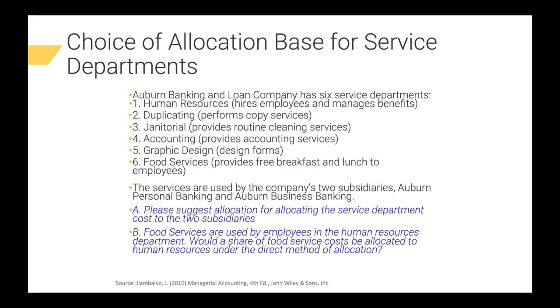Choice of allocation base for service departments. Auburn Banking and Loan Company has 6 service departments. 1. Human Resources. 2. Duplicating. 3. Janitorial. 4. Accounting. 5. Graphic Design. 6. Food Service. These services are used by the company's 2 subsidiaries, Auburn Personal Banking and Auburn Business Banking. Please suggest an allocation base for allocating the service department cost to the 2 subsidiaries.